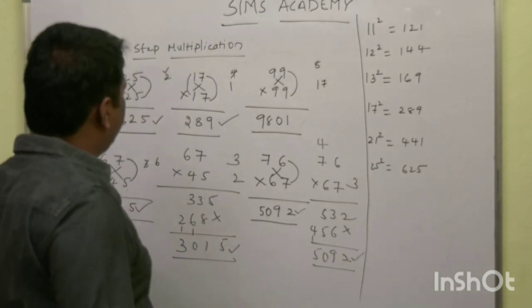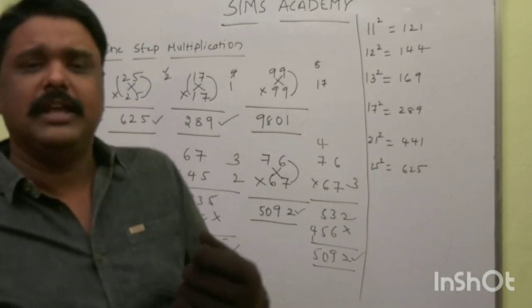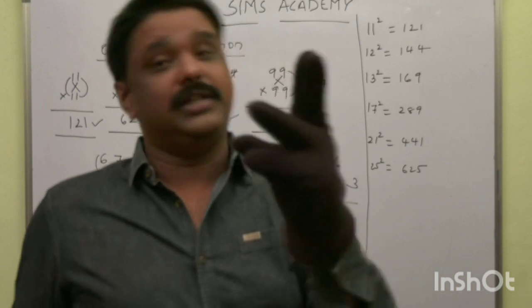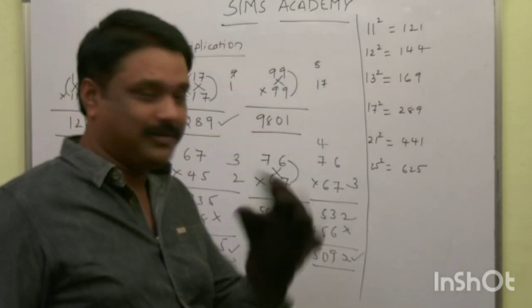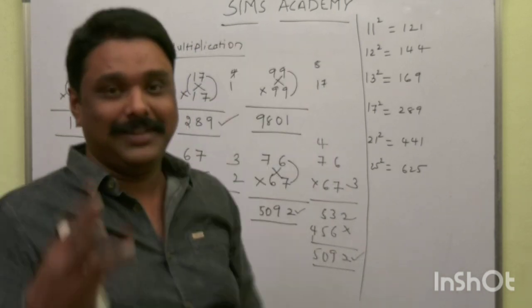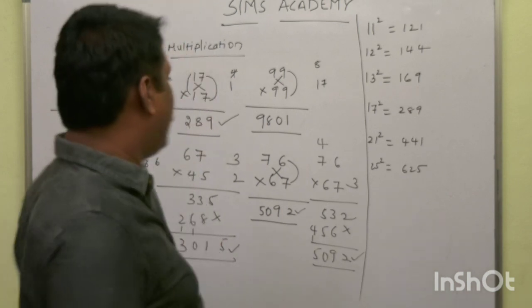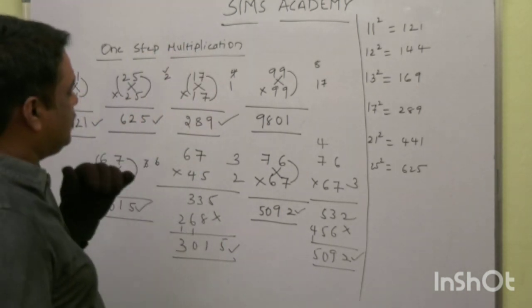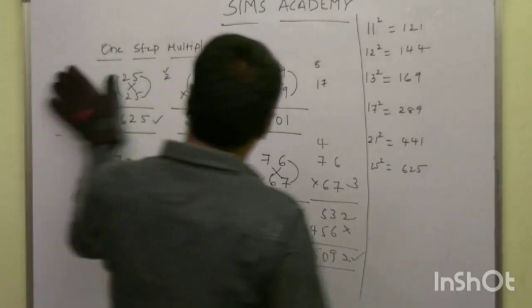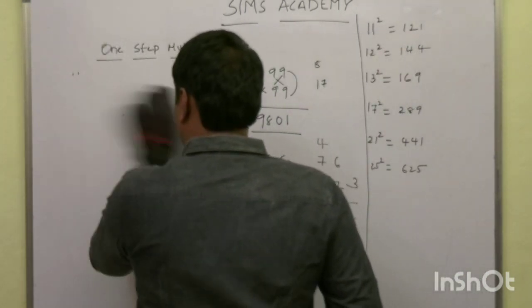How do we do the same for 3-digit numbers? I'm sorry, I wore gloves here. How should we do it with 3-digit numbers? Okay, let us go on even with 3-digit numbers also.